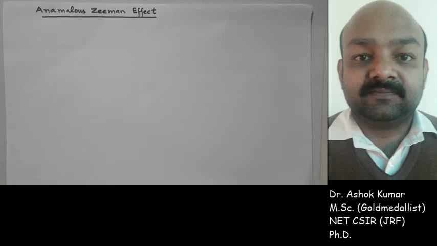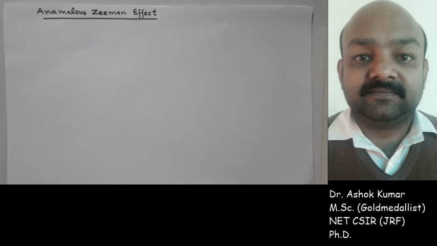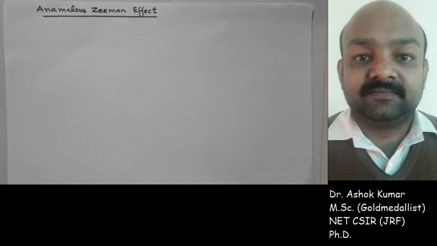Students, in the first part of the Zeeman effect, we studied normal Zeeman effect. In that, we studied how a spectral line, when we apply an external uniform magnetic field, is split up into three spectral lines. We have derived the various formulas for that splitting. Now in the second part, we will study anomalous Zeeman effect.